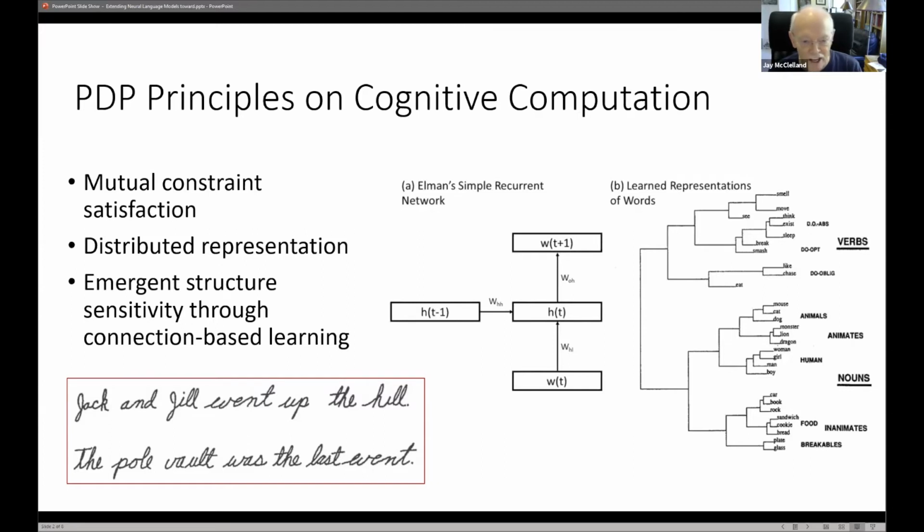The second fundamental principle is distributed representation. We use patterns of activation everywhere, and Elman's simple recurrent network is an example of that. Instead of having localist items for concepts, he used patterns. In these models, structure sensitivity to things that linguists like to write rules about emerges through a connection-based learning process, and so does the organization of representation.